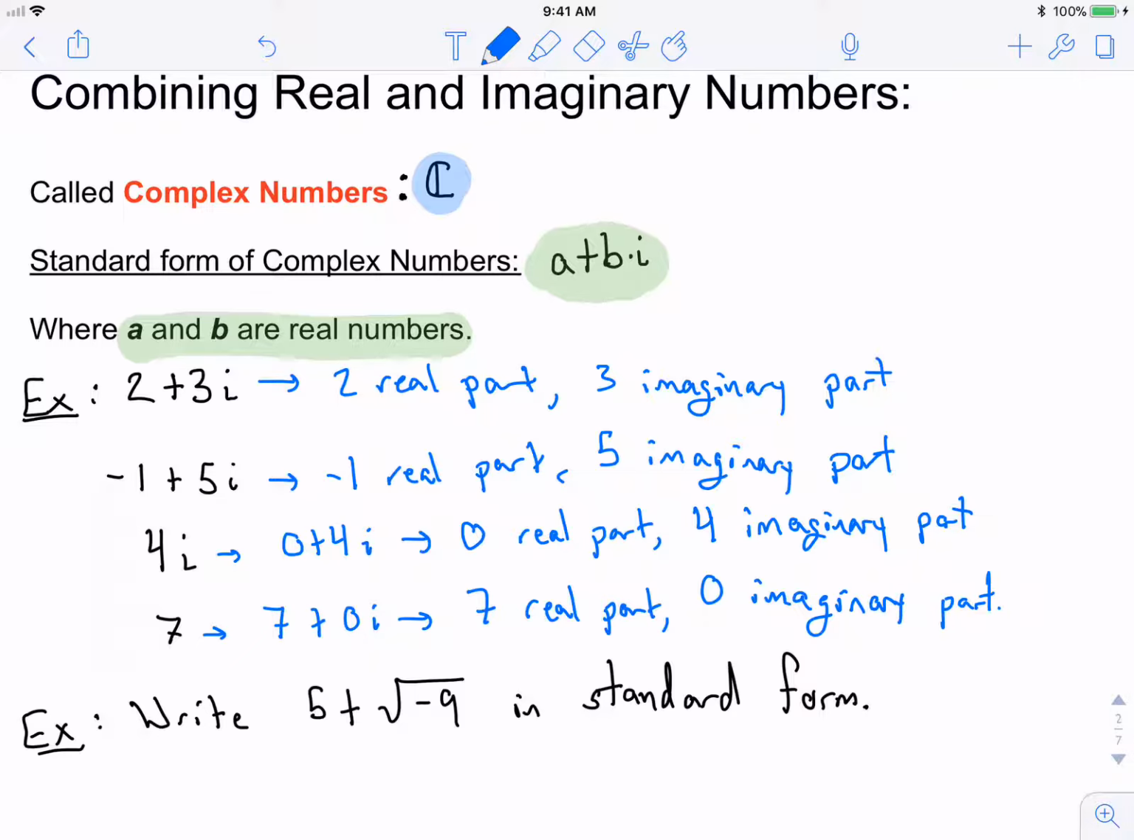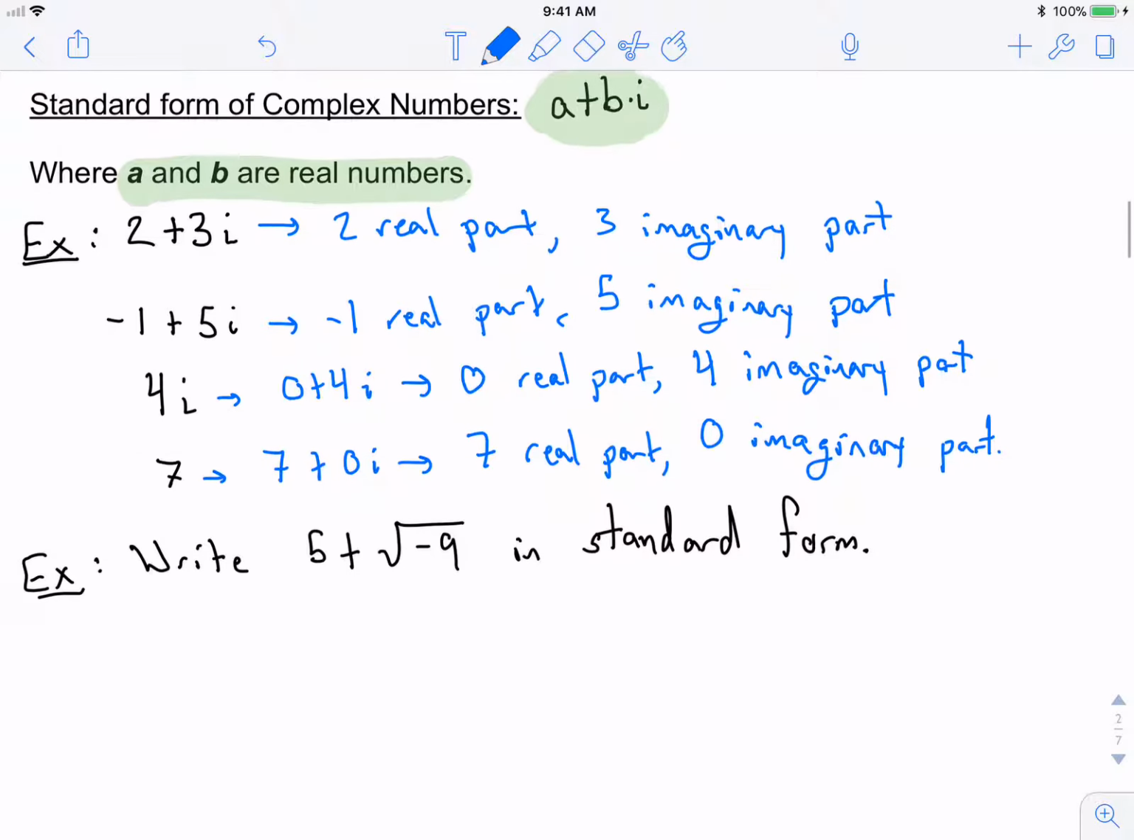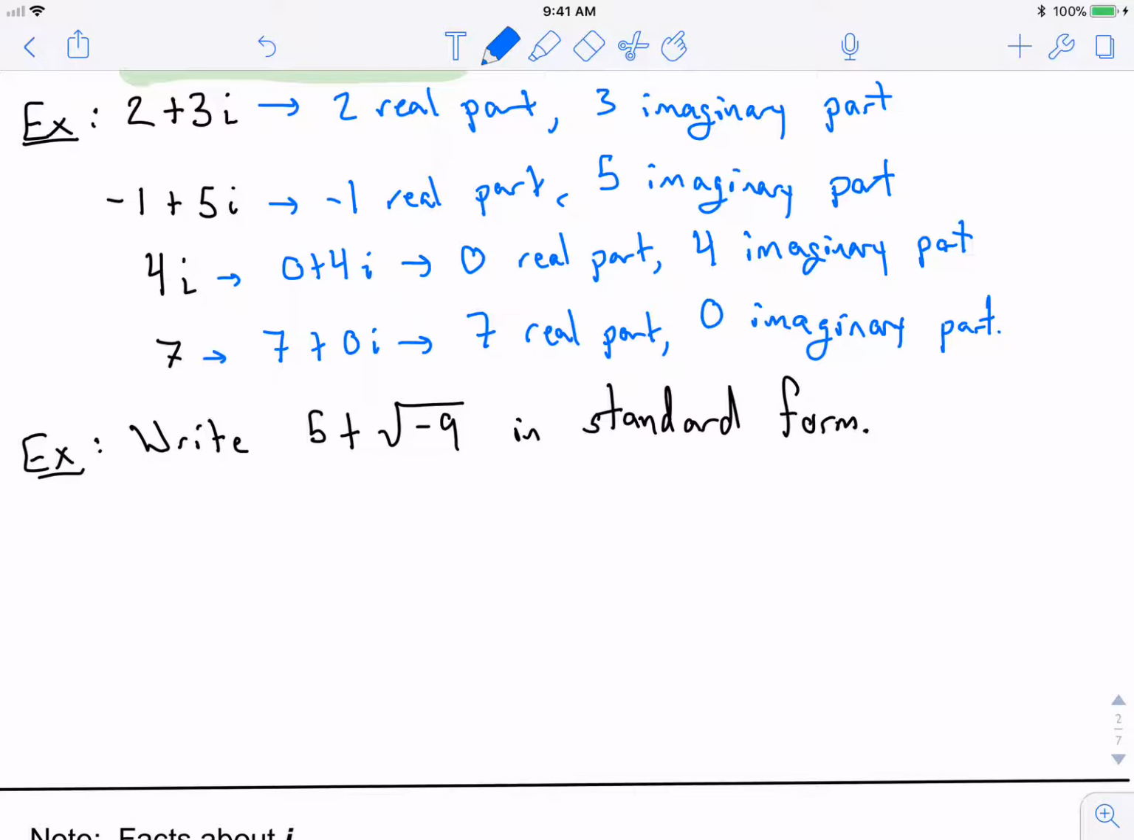Okay. So a lot of times when we have complex numbers, they're given to us not in standard form, and we want to be able to change them into that. And the way to do this is pretty simple. All we have to do is find the hidden i and pull it out. So let's do one example here. Let's write 5 plus the square root of -9 in standard form.